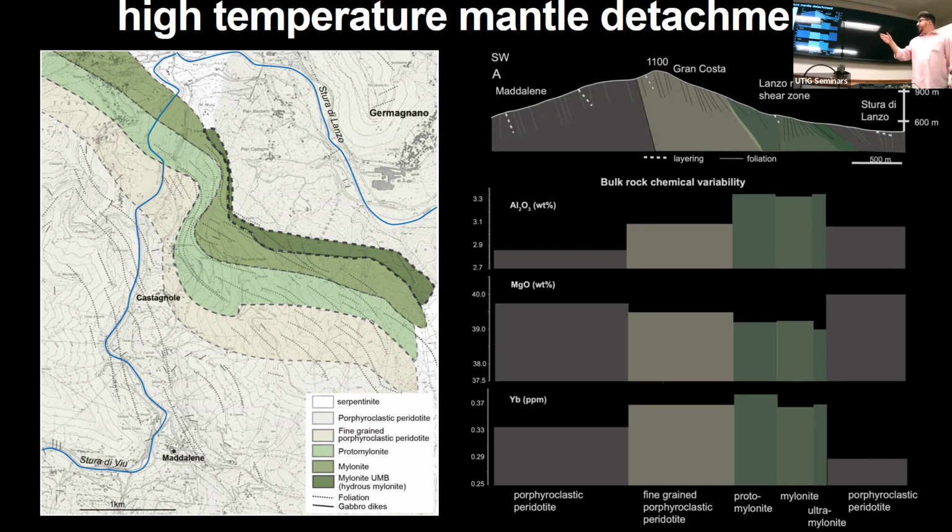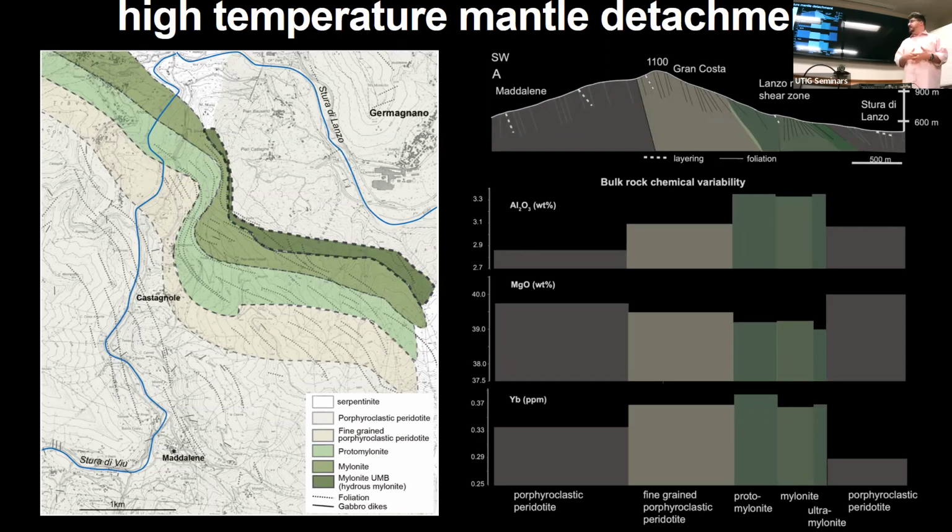The big standout feature is this high temperature detachment fault that is running through the peridotite. You have relatively undeformed peridotite to the north, partially serpentinized, and you've got undeformed peridotite to the south. But then along this band, you have a progression from fine-grained porphyroclastic peridotite up to proto-mylonites, up to actual mylonites, up to ultramylonites.